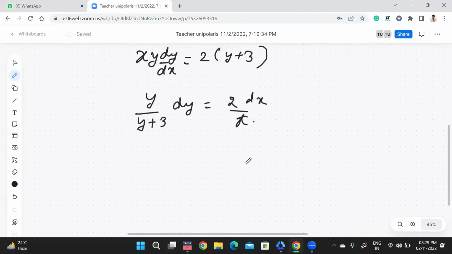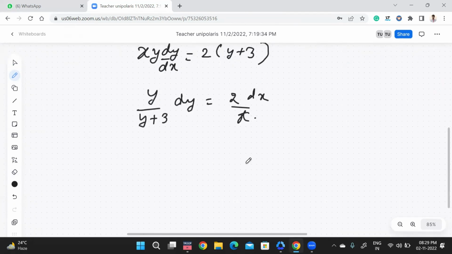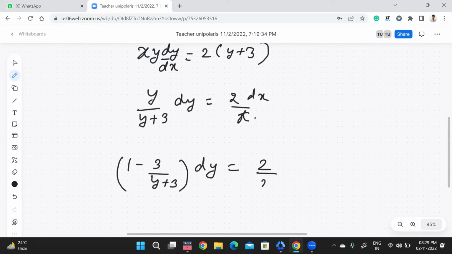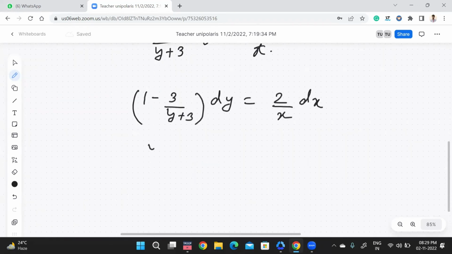On the left side, what we need to do is plus minus 3. So we'll get 1 minus 3 by y plus 3, dy. So let's quickly integrate. We'll get y minus 3 log y plus 3 is equal to 2 log x. Something is wrong in the middle part of the board.